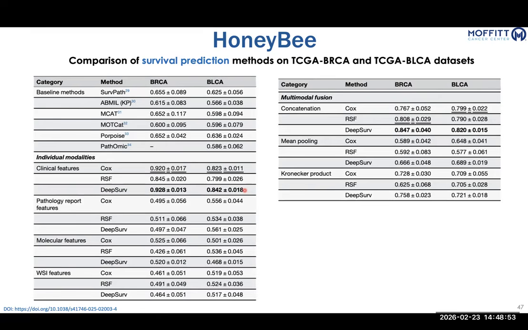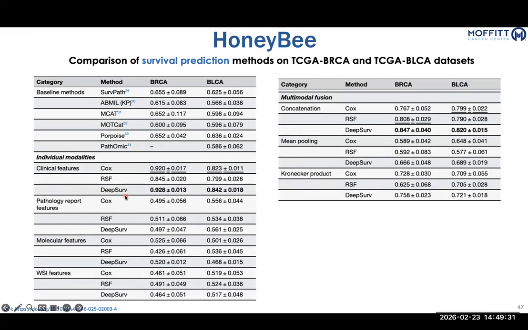So we took baseline multimodal models that were trained on the BRCA and BLCA cohort of patients. So that's breast cancer, bladder cancer. And these are all multimodal models that were trained from scratch for the overall survival prediction. We took those same cohort patients and then we took the best performing individual modality models and trained with those feature vectors three basic overall survival prediction models. So Cox proportional hazard, random survival forest, and DeepSurv.